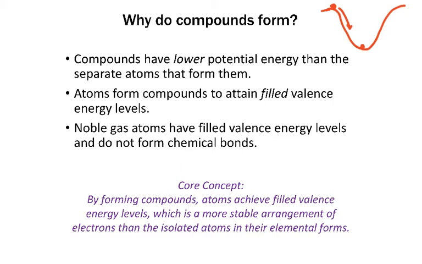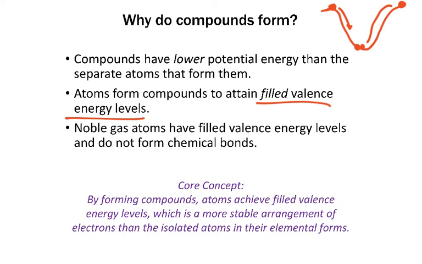And you can draw a similar kind of diagram of, let's say, two atoms separated out up here. And if they come down together and form a compound, it's going to be lower in potential energy than the separate atoms that form them. And atoms form compounds to attain filled valence energy levels. So a filled valence energy level is lower potential and more stable. Noble gases, then, the ones all the way off to the right of the periodic table, they already have a filled valence energy level. So they actually don't form chemical bonds, right? They're noble. They don't interact with all the others.